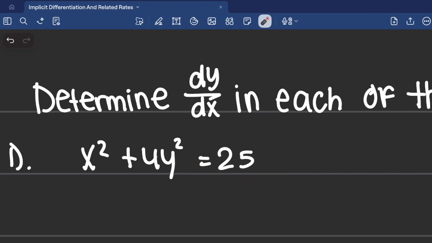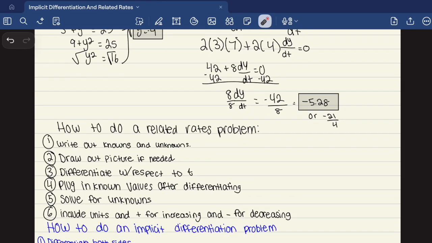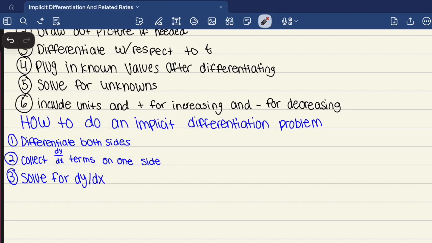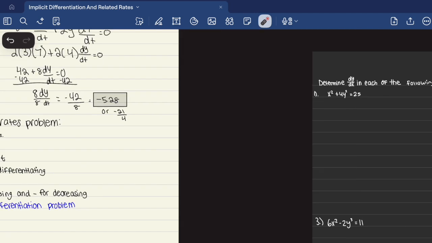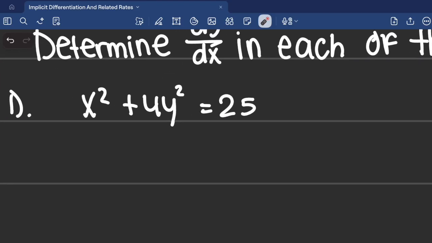So we're going to start off with the very first step of doing an implicit differentiation problem, which is to differentiate both sides of the equation. So let's go ahead and do that here. To do that, we're finding the derivative of this here and then also this. So let's go through that.